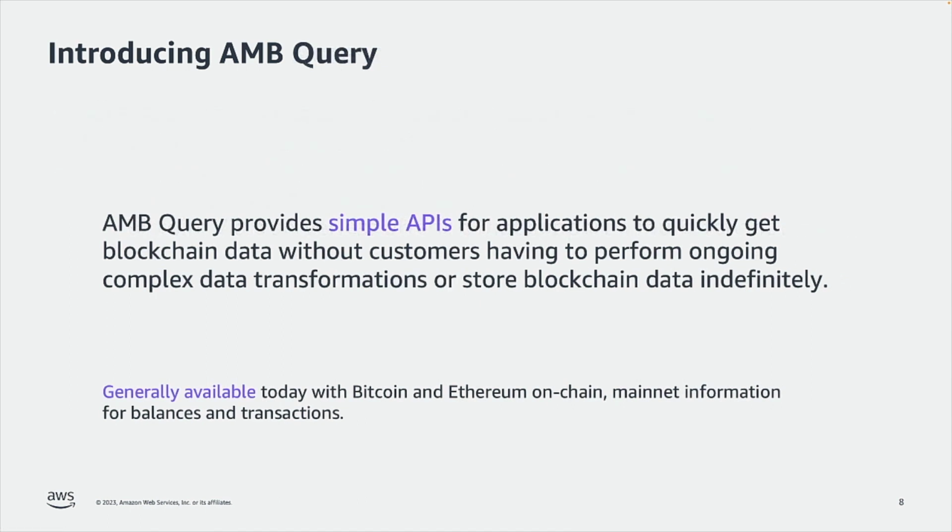AMB Query delivers on-chain data with sub-second latency, so you can serve historic and real-time data to your application without specialized infrastructure. AMB Query provides a simple API for applications to quickly get blockchain data without the customer having to perform ongoing complex data transformation or store blockchain data indefinitely.